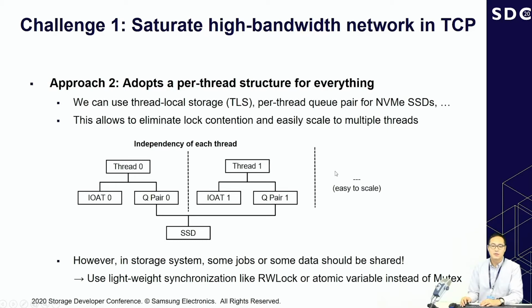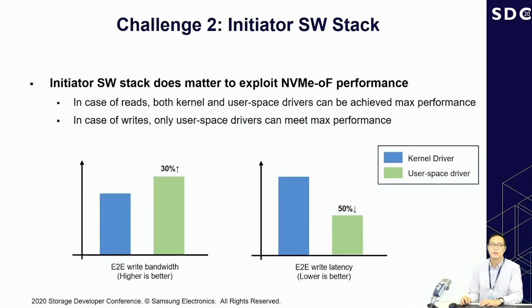However, in a storage system, some jobs or some data should be shared. So, as a second best solution, we used lightweight synchronization like RW lock or atomic variables instead of mutex. I'd like to move on to the next challenge.